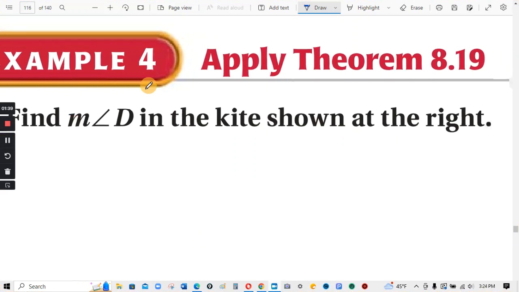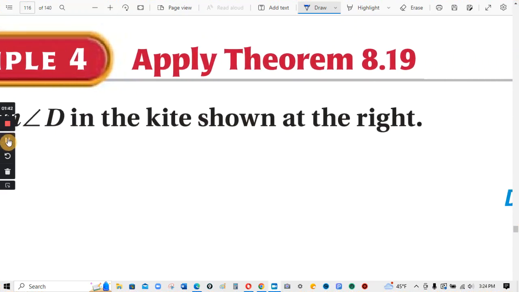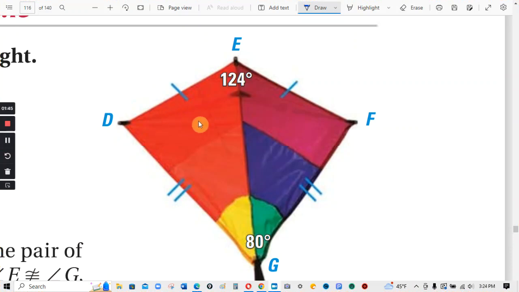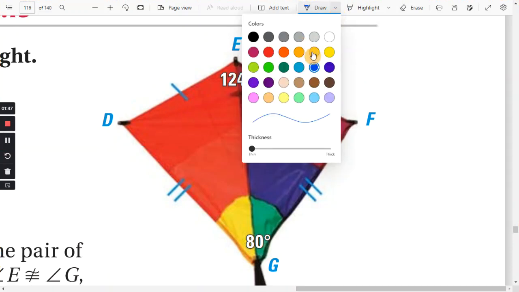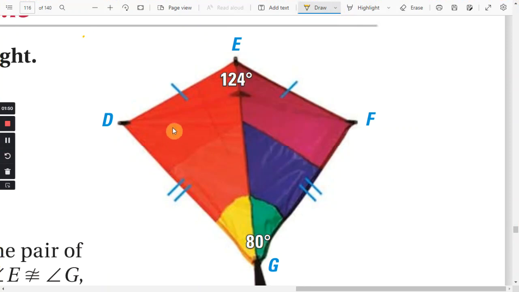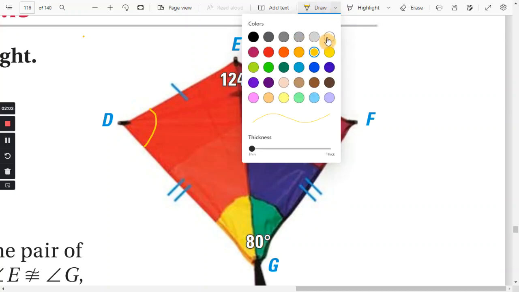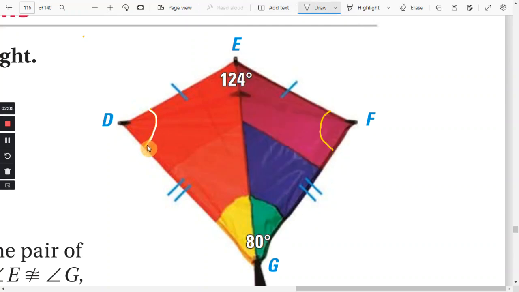Example 4, find the measure of angle D in the kite shown at the right. Okay, so they said this was a kite, and what we know about kites is the angles that are in between the sides that are not congruent, so this angle here and this angle here, are going to be the same measurement. All right, this one matches this one. So since these are the same measurement, I'm going to call both angles X in degrees.